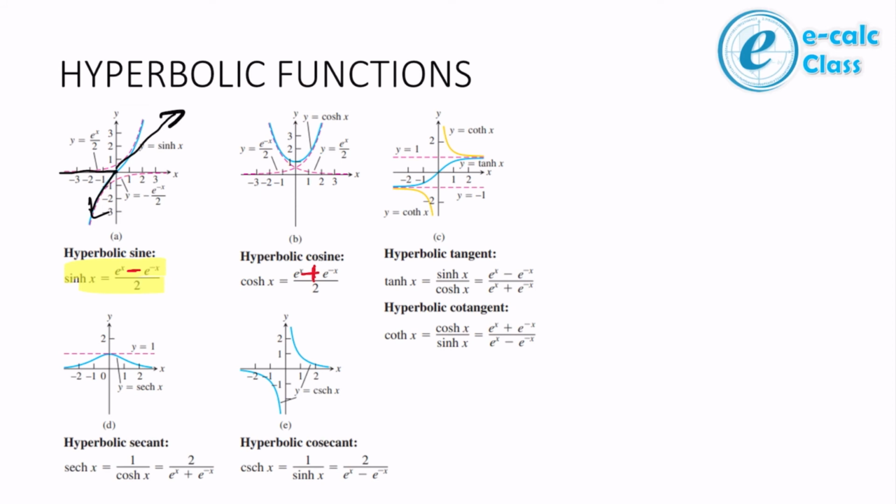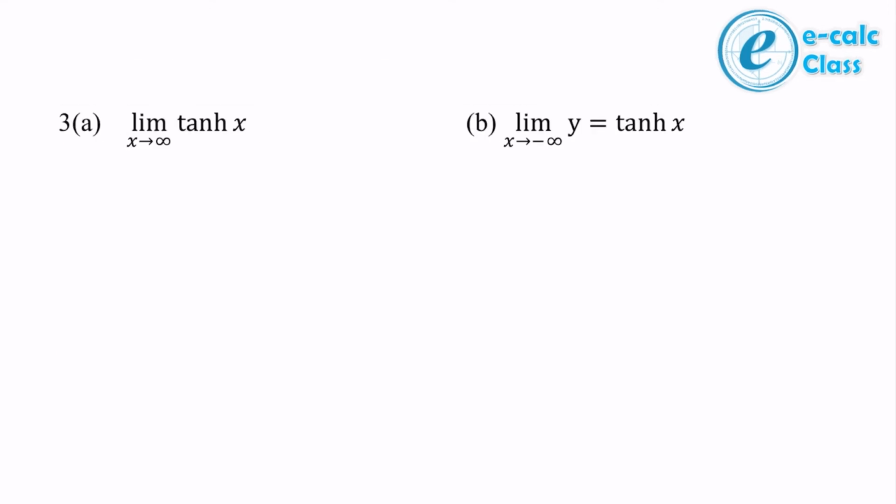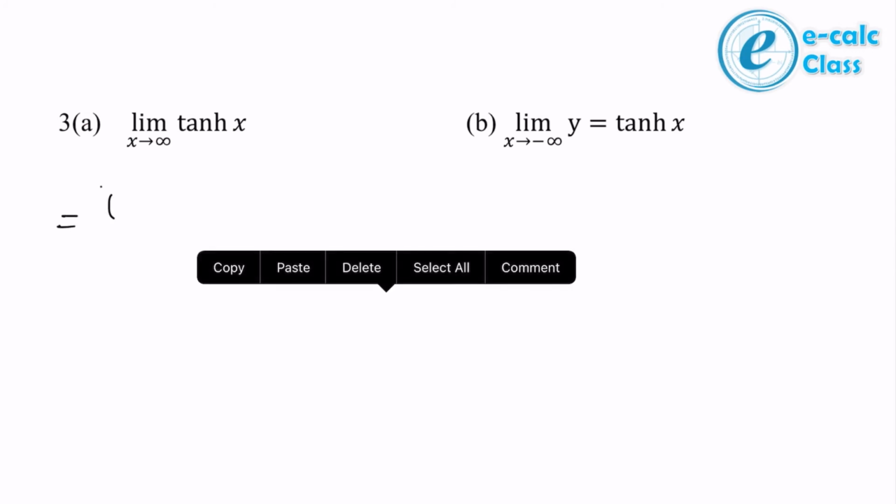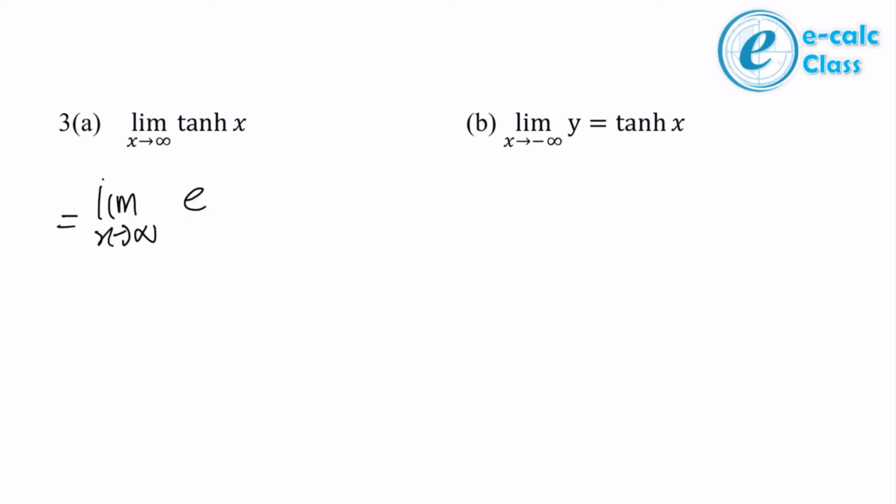Check the graph, positive infinity, very nice. Then next we go to hyperbolic tangent. Hyperbolic tangent, you know that it is sine over cos. So how you remember it is like this, because sine is minus, isn't it? The limit as x approaches infinity, so it is minus on top for the definition.